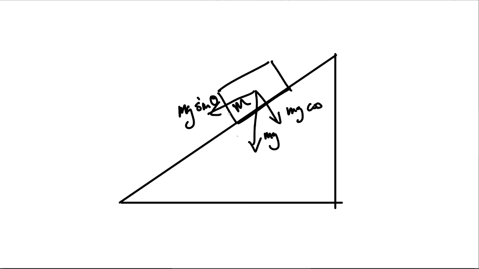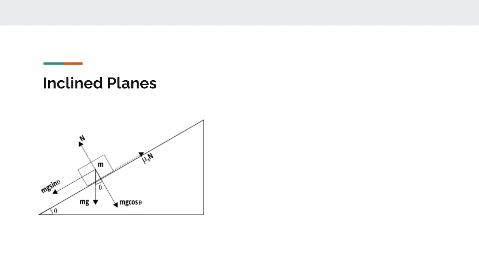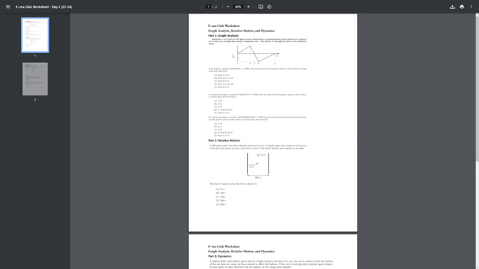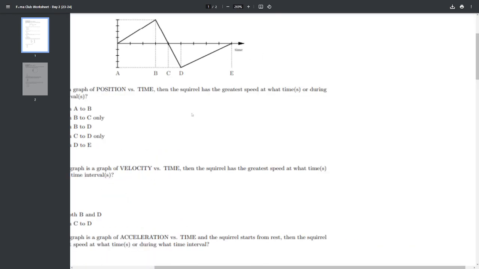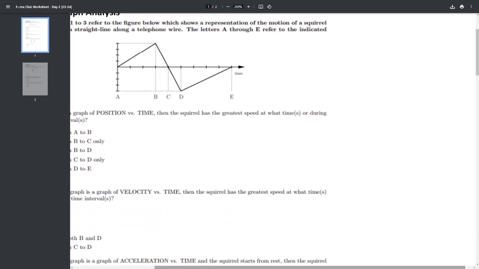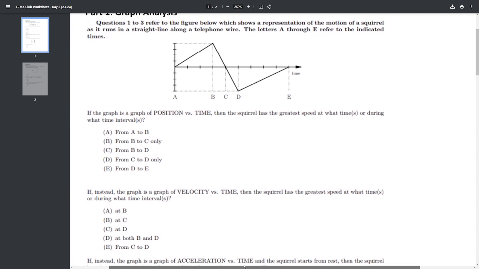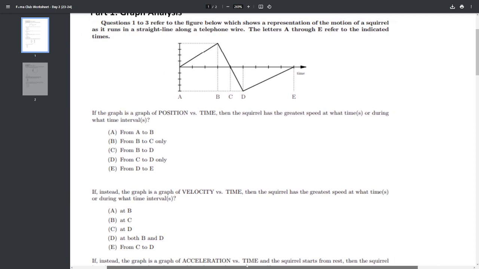You're going to be seeing a lot of problems referring to this. Alright, I think that's it for the slideshow. So we're just going to move to the worksheet. So let's zoom this in a little bit. So first, we have a graph problem, right? This is a graphical analysis. So the representation of the motion of a squirrel as it runs on a straight line along a telephone wire. Letters A through E refer to the indicated times, right?